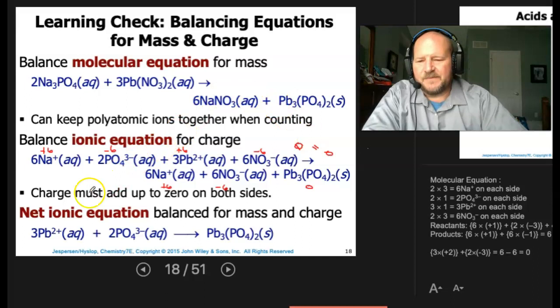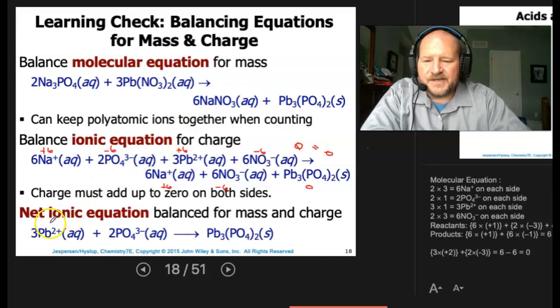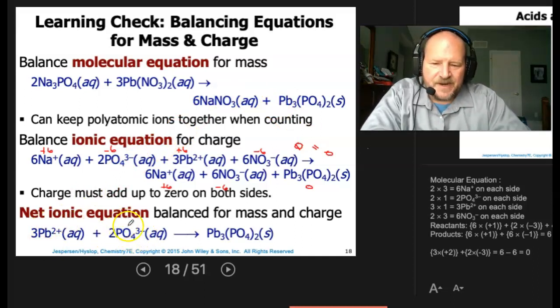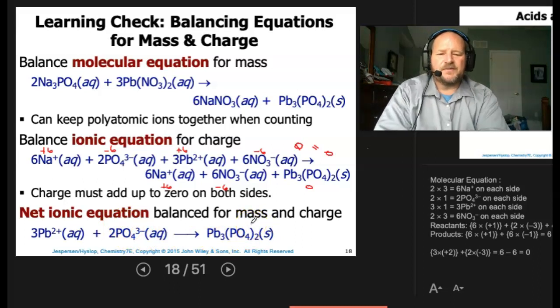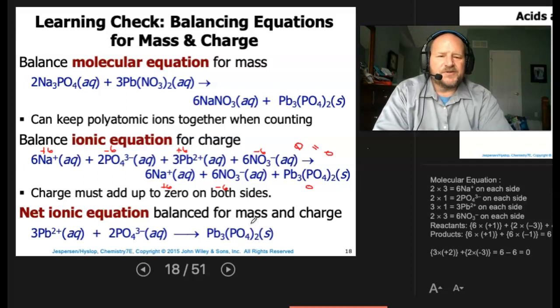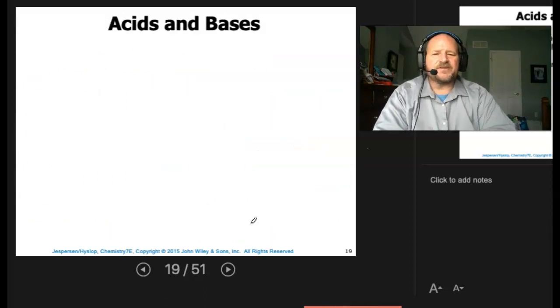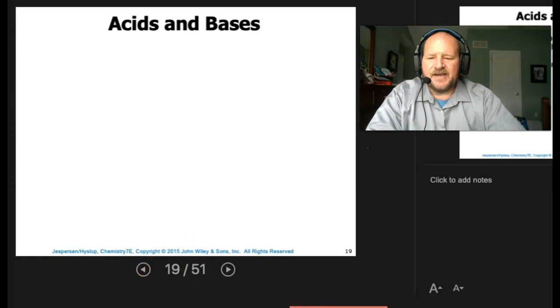So here we have 3 times 2 gives us a plus 6. 2 times a negative 3 gives us a minus 6. And on this side, we have 0. So there it is. Simple as that. All right, we're going to end segment 2 here. And in segment 3, we're going to turn our attention to acids and bases.